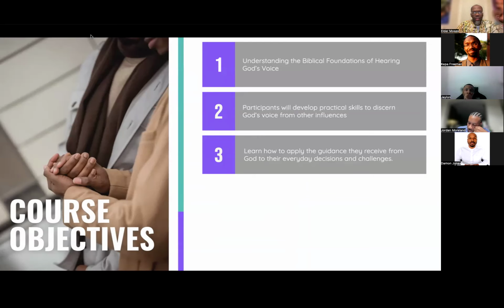So, for example, the God of the Bible doesn't deal with tarot cards or palm readings. That's not biblical, right? People who do that, they are tapped into some voice. I'm just not telling you it is anything biblical. So we want to get a clear foundation on that. Then we want to develop practical skills to discern God's voice from other influences.